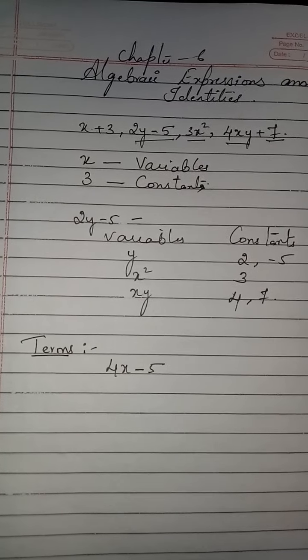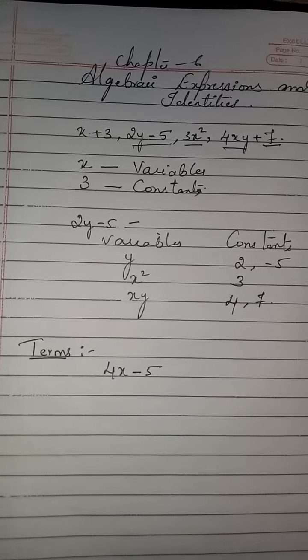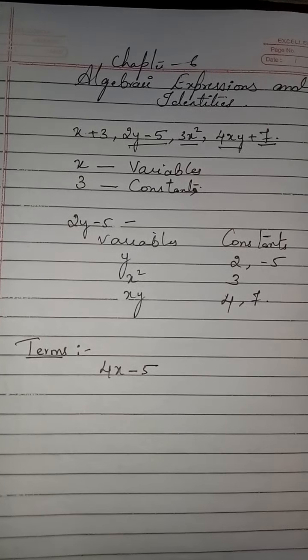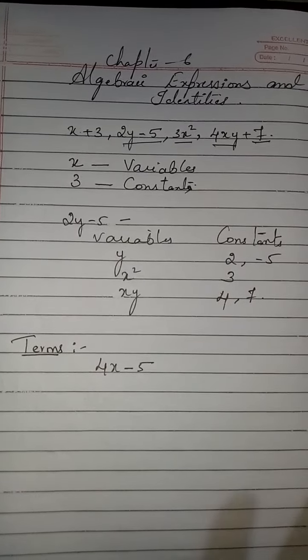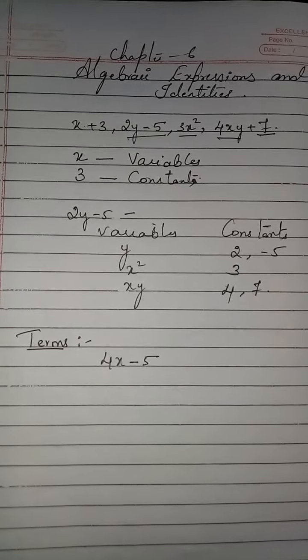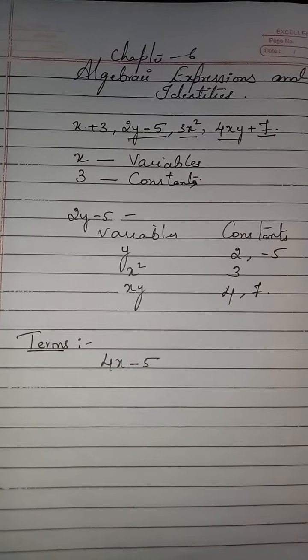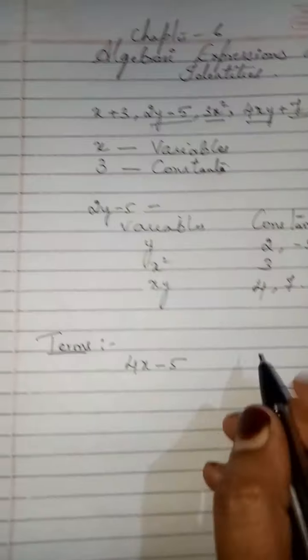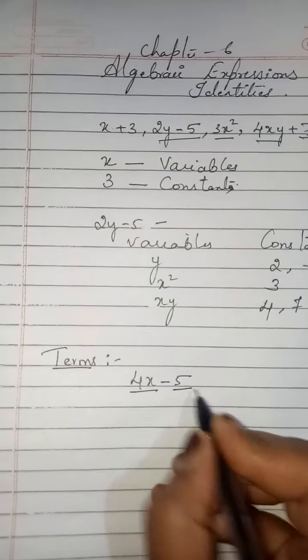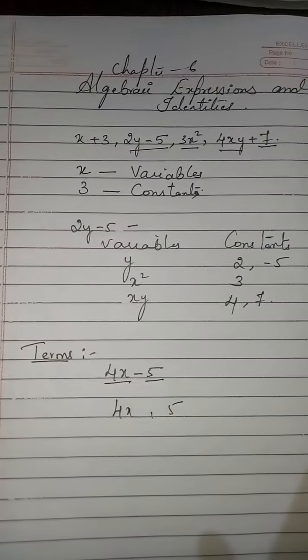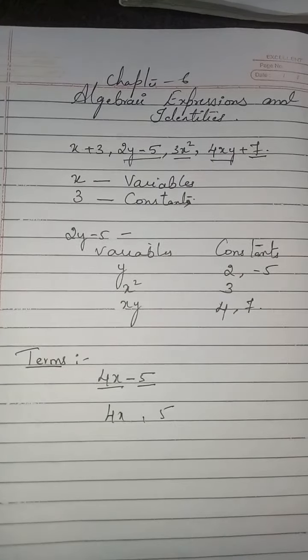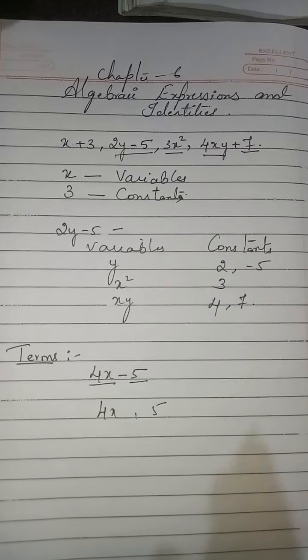Okay, let us learn the next topic, terms. So we have taken here 4x minus 5. Take the expression 4x minus 5 here. This expression is made up of two terms. Understood? Which are the two terms here? Here the two terms are 4x and 5. These are the two terms which can be combined by subtracting to form an expression. Understood?